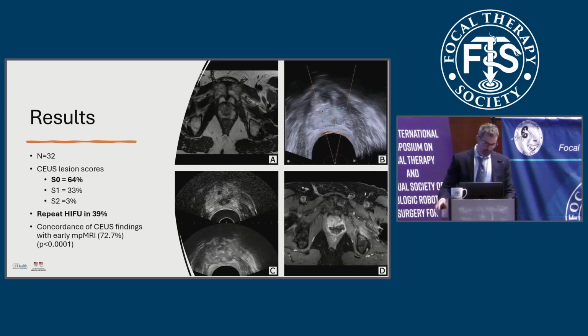And so in terms of results, they had 32 lesions. They saw that S0, so if you can recall from Rouvier's study, S0 is no enhancement. It was in 64% of patients. And so there were still 36% of patients that had some enhancement immediately after HIFU. And what's interesting is that based on this, the surgeons performed repeat HIFU or the double pass or whatever you want to call it, dose escalation in 39% of patients. So at least in this study, it changed management. If you draw your attention to the image, you can see there's a contrast-enhanced ultrasound with some enhancement on the bottom left, and that coincided with the early multiparametric MRI. They concluded that the concordance with this was 73%.